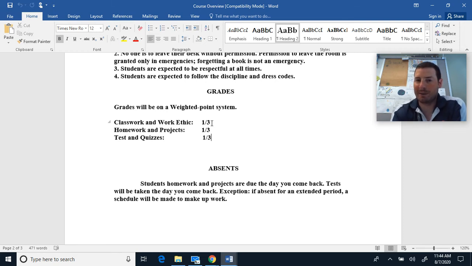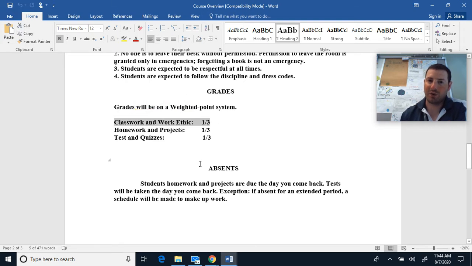So it is a grade-based system in middle school, and 33% of your grade is your classwork and work ethic, or 1/3 of your grade. The homework and projects that we're doing are another 1/3 of your grade. We're going to be doing homework and projects on Wednesday. So Monday, Tuesday, Thursday, and Friday will be warm-up and notes. Wednesday will be our homework and project day. And then your tests are the last 1/3 of your grade. You put it all together, it adds up to 100%. So that's how your grade is scored for my class. Not everybody does a weighted point system. A lot of people just do straight up points, but I do a weighted system.